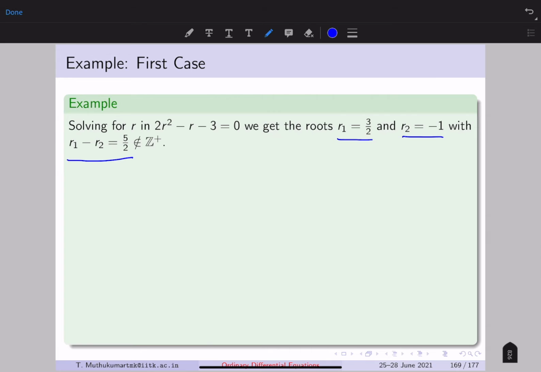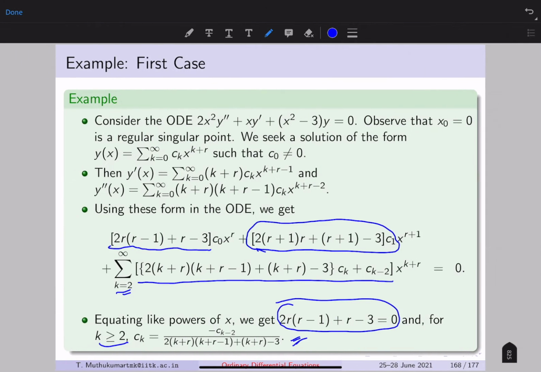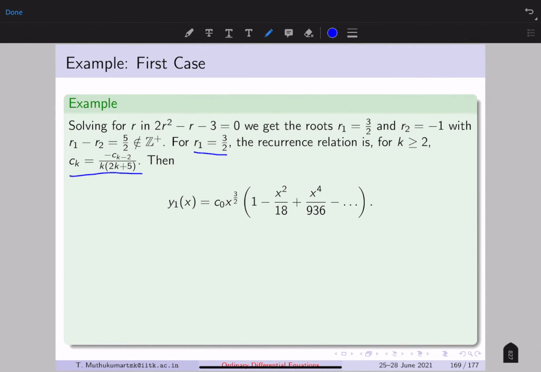So you have R1 and R2. Use R1 first. R1 is 3 by 2. Use this R1 in the recursive relation. So you get this recursive relation here, right? In this recursive relation, you have R. Use the first R1, and you get this recursive relation, and you get this solution.